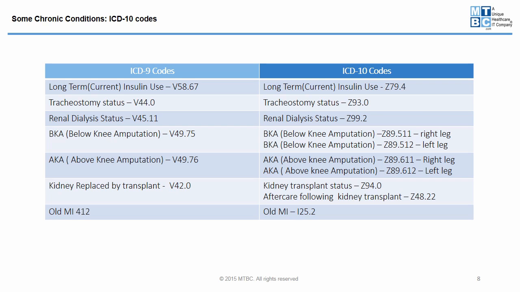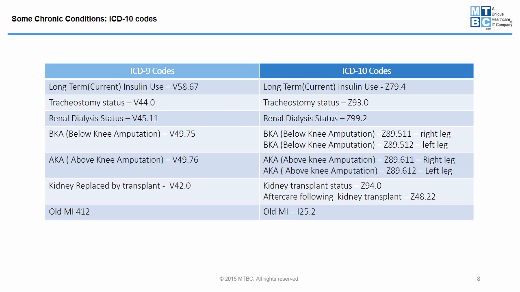Below the knee amputation and above the knee amputation are very important to be documented once a year. Many insurance companies will wipe the slate clear at the beginning of the year, so you would have to document again so they know that the patient has the amputation. Kidney replaced by transplant, and then an old MI. If you look at the ICD-10 codes for below knee amputation, they are more specific now: right leg versus left leg. Above the knee amputation, the same thing, right leg, left leg.